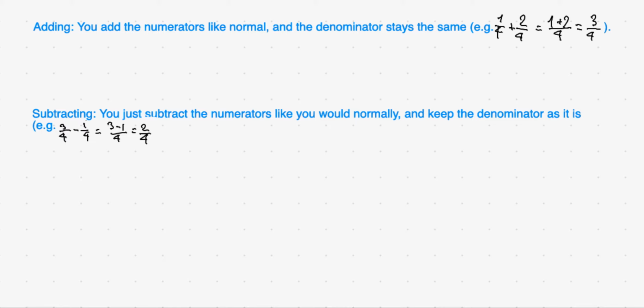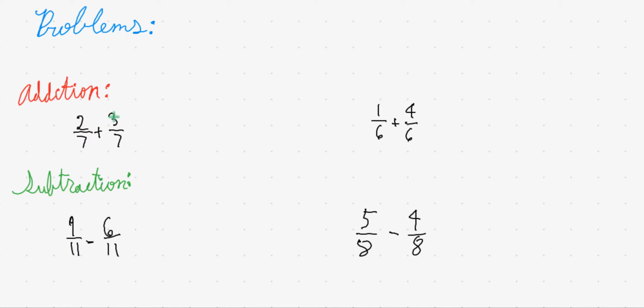Now let's do some problems. Here are some problems. Let's start off with examples from addition. So we have 2/7 plus 3/7. Now, if we pay attention to our example, we know that we have to add the numerators, which is 2 plus 3 over 7. And 2 plus 3 is 5, and we leave the denominator, which means we have 5/7 as our answer.